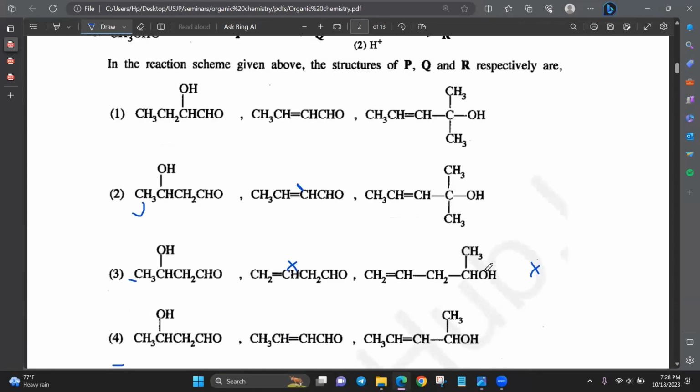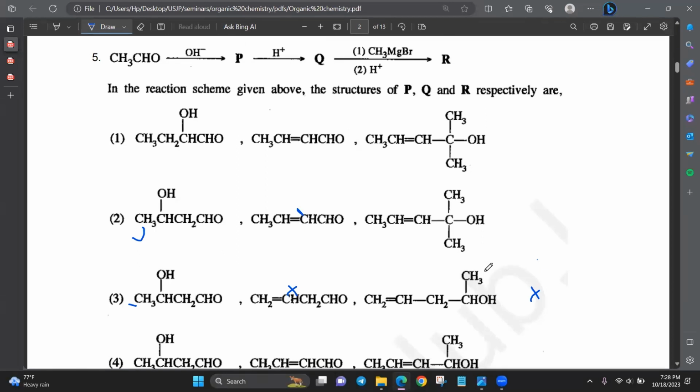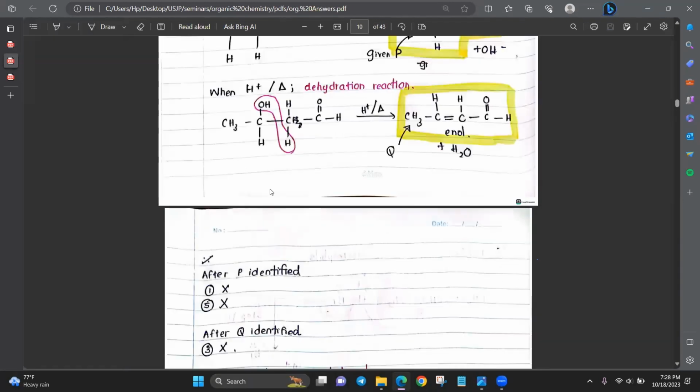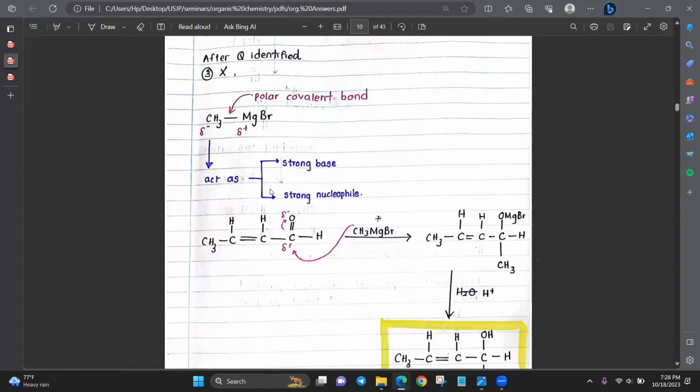Right, R compound. So now for the Q compound, that means for this compound or this compound, when we add Grignard reagent and H plus, what will happen? Right. So Grignard reagent, this is a polar covalent bond. So it has delta minus and delta plus. So Grignard reagent can act as a strong base as well as a strong nucleophile. Strong base, why? Because it has this delta minus.